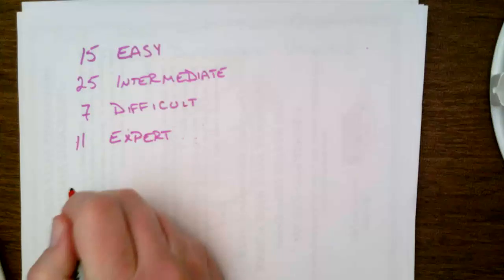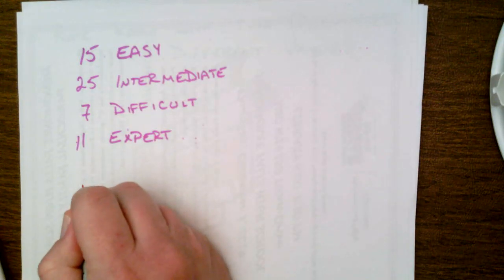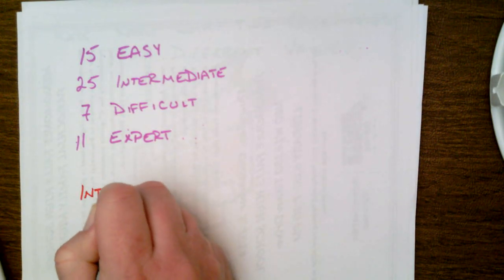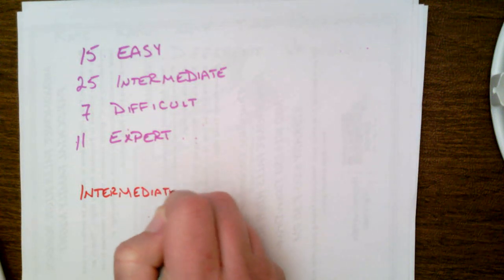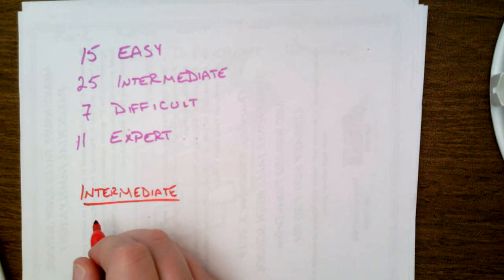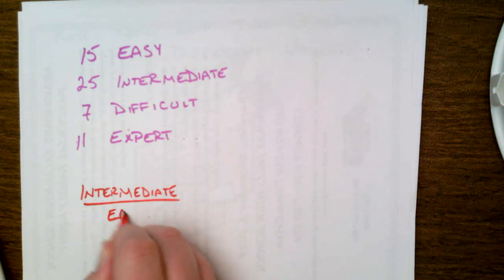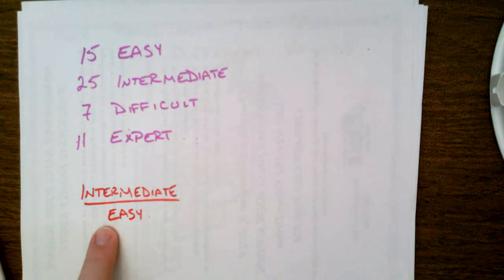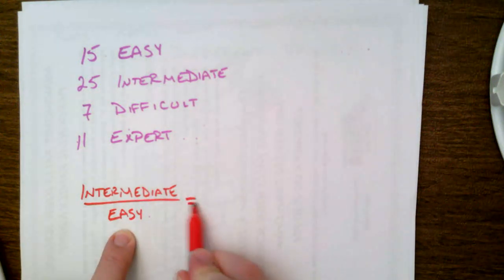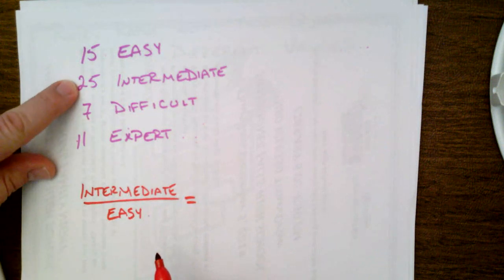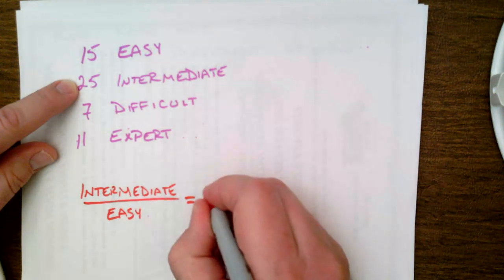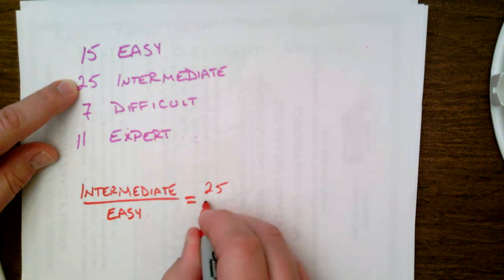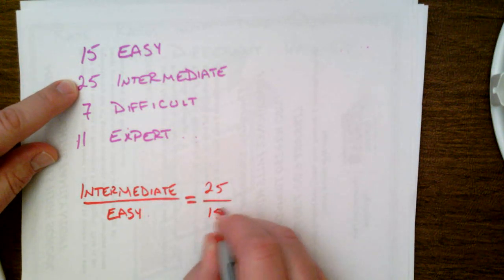So first of all, I'm going to start by just identifying what they're asking me to do. The first thing that they're asking me to do is write a ratio of intermediate to easy. So I'm just going to set it up in fraction form here so that I know which ones I'm supposed to be looking at. And then I'm going to actually substitute what those values for those ski trails were. So there were 25 intermediate ski trails. I'm going to put a 25. The easy ski trails, there were 15.